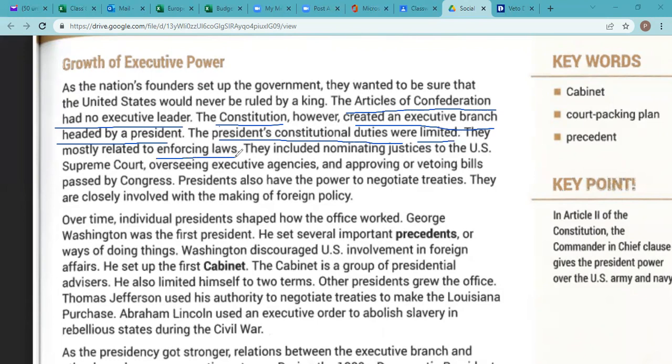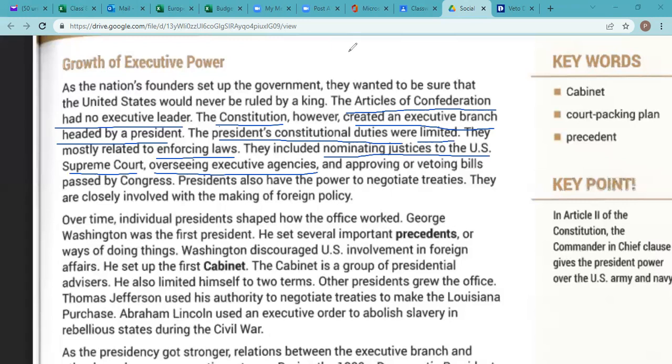Now, they could include, though, how we talked about nominating justices to the US Supreme Court. They could also oversee executive agencies. Now, what kind of thing would you be talking about if we said overseeing executive agencies? What do you think that would be? That would probably be the FBI, the Federal Bureau of Investigation, maybe the CIA.